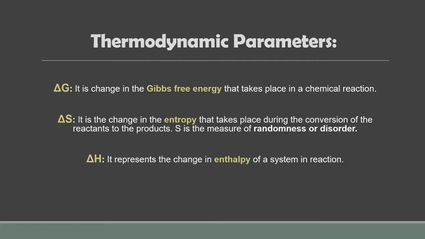So the relation between these three thermodynamic parameters at a given temperature can be given by the equation delta G is equal to delta H minus T delta S. Over here, the T is given in Kelvin. And we know that if the delta G is negative, then the reaction is said to be spontaneous. Whereas if it's positive, then it's said to be non-spontaneous.